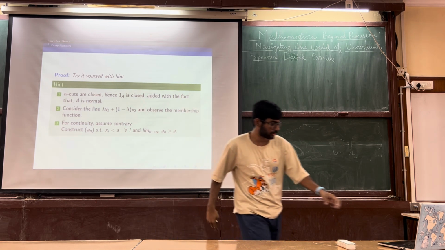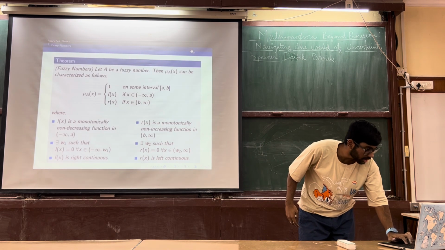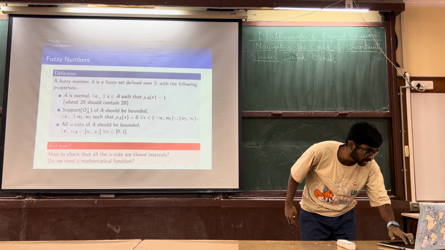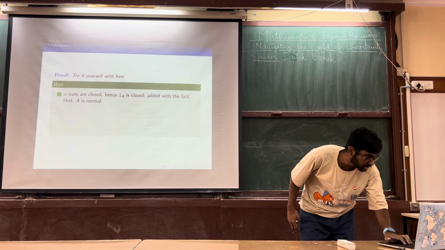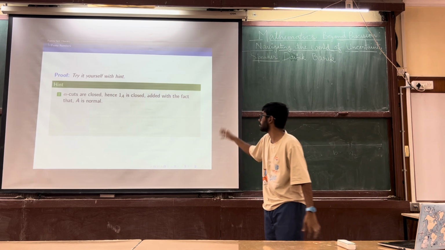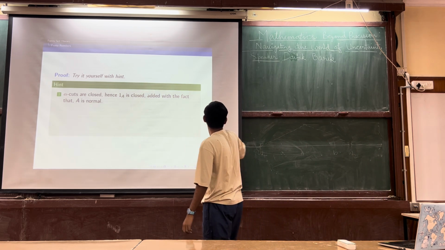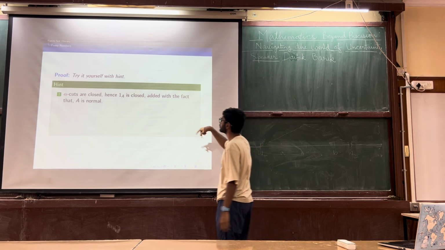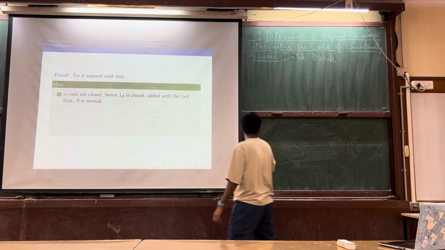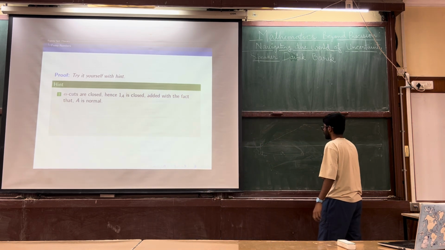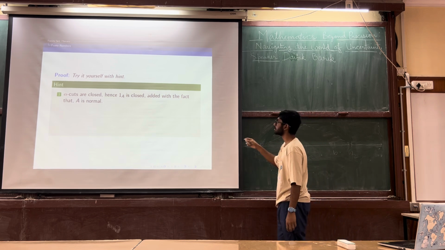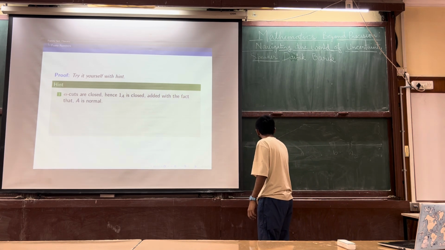Okay, so let's cover the proof first. It said that all the alpha cuts are closed. So the one cut is closed. The 0 cut should be closed, because after this we take a line at 0 and it should be closed. And so there exist W1 and W2.